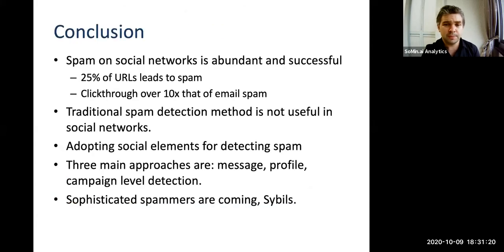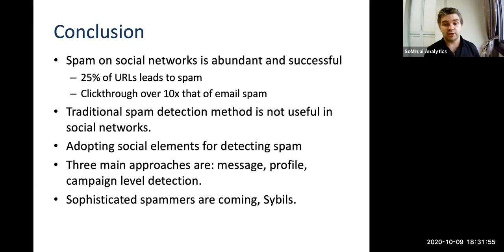So to conclude, spam on social networks is abundant and successful. 25% of URLs lead to spam and get click-throughs over 10 times more, often like email spam, because people trust social networks. Traditional spam detection methods are not useful in social networks, because social network relationships are much more complex, since the nature of the data is different. So adapting some social elements for detecting spam is very useful, and campaign-level detection in particular is a very good way of increasing performance.